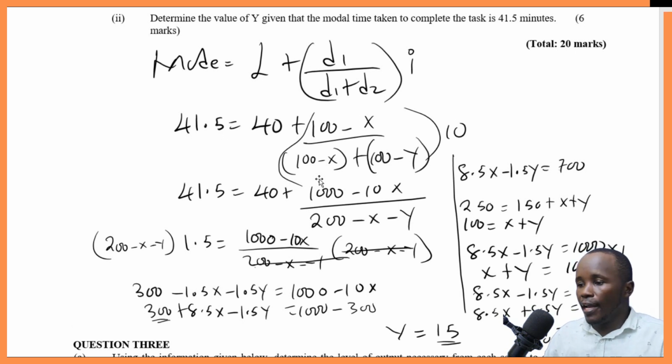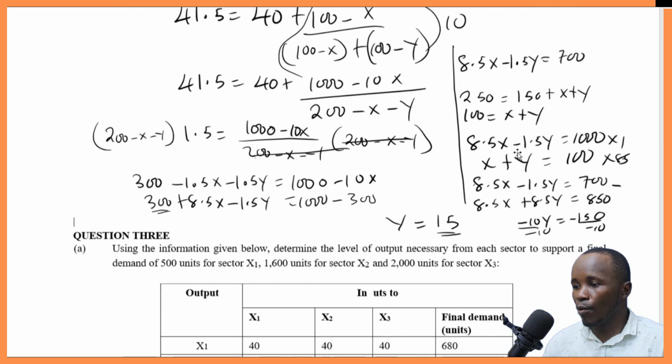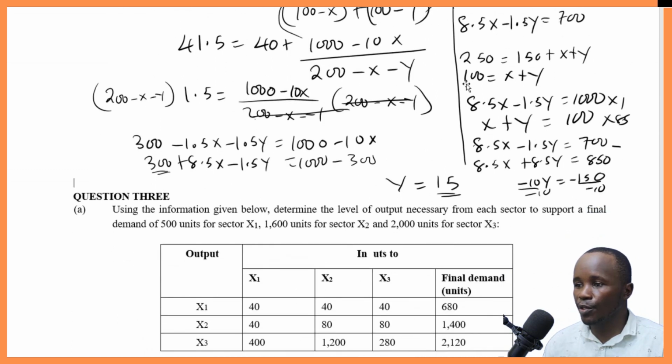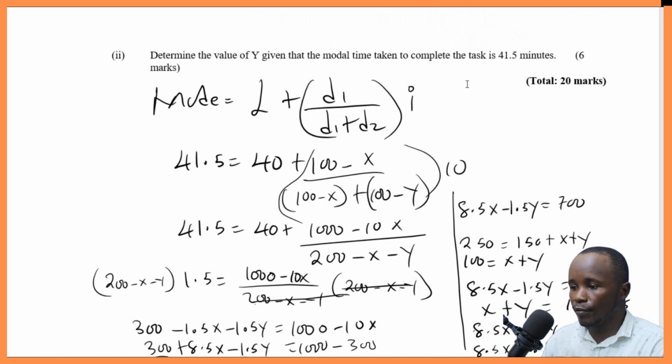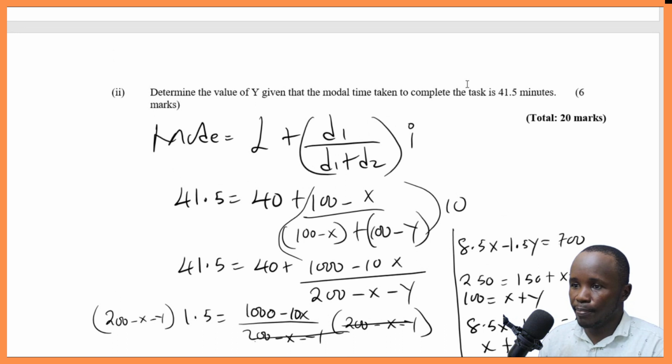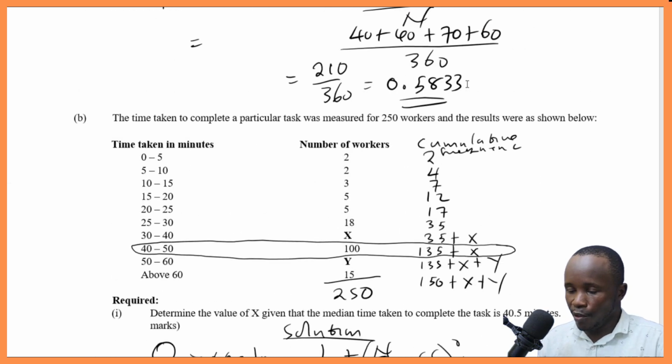Good. I think you have understood. We calculated here and found x is 85 and y is 15. When you add the two, it gives you 100. And that is how you are to solve this question number 2 in this particular exam, and you score your 20 marks. Otherwise, we are going to stop there.